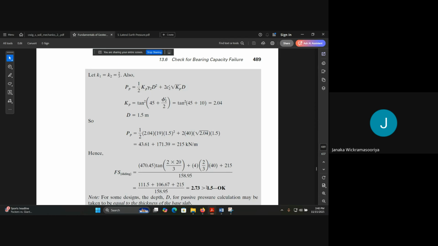It will take considerable time to explain the factor of safety against bearing. So we will see. Just come up to this point first.